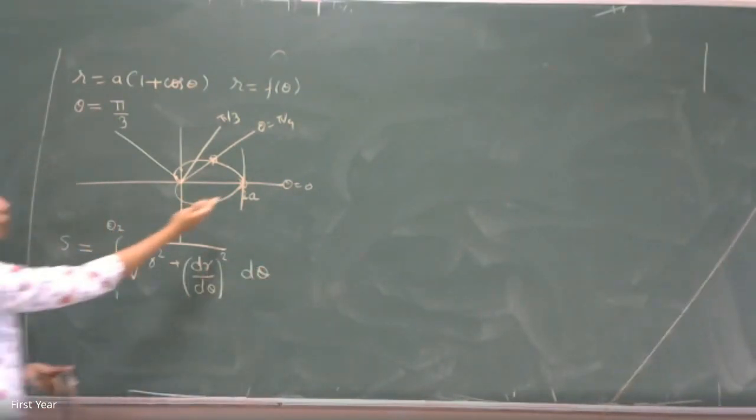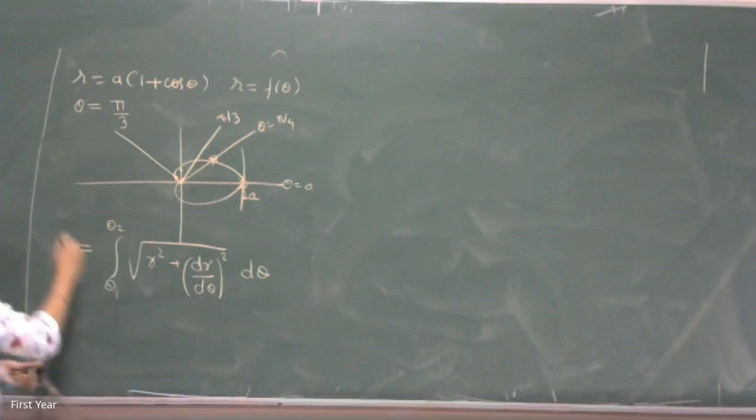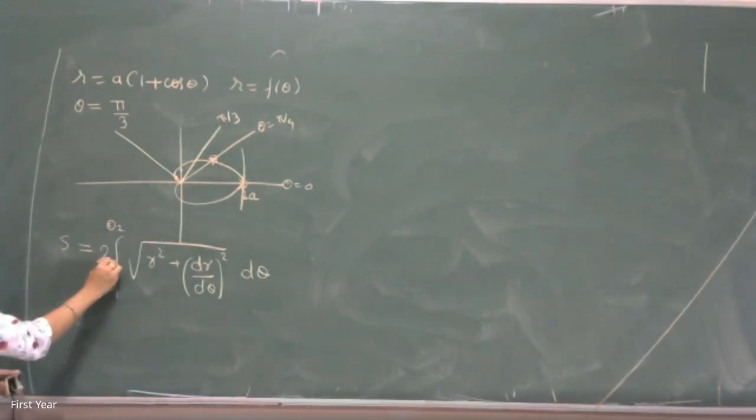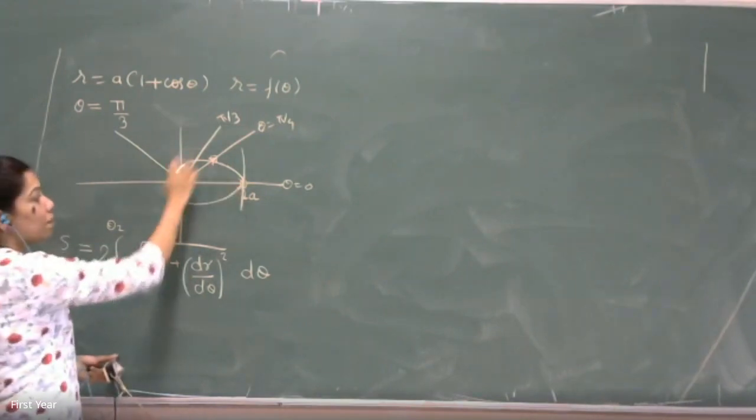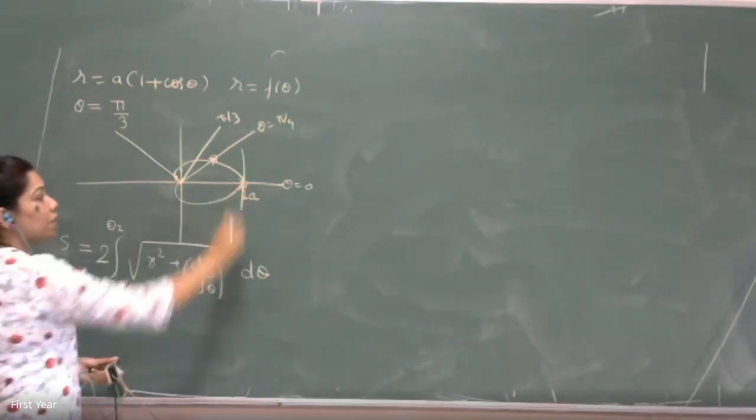Because theta is easily going from 0 to pi, and your total arc length of the cardioid is 2 times that. Can you see that? The arc length that comes from 0 to pi is the same arc length from pi to 2 pi.